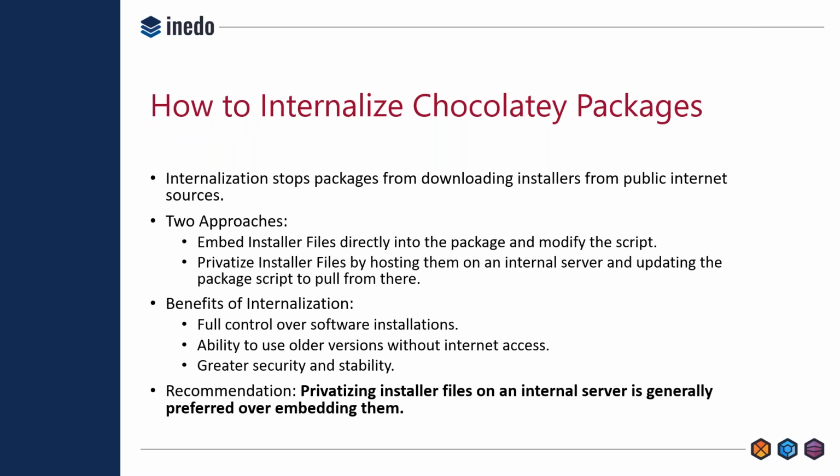To ensure reliability and security, internalizing Chocolatey packages means stopping them from reaching out to the public internet for installer files. You can do this in one of two ways: embedding the installer file directly in the package, or privatizing the installer by hosting it on an internal server. Embedding works, but it's often better to privatize and host the installer files internally. This way, the packages remain small and are less likely to encounter performance issues. Plus, if users want to use the installer files without Chocolatey, they can access them directly on your internal server. If both the package script and installer file aren't on your private server, they're not fully under your control. By internalizing, you gain more reliability, especially when you need older software versions or work in restricted environments where internet access isn't an option. So now we're going to show you this in action with a quick demo on internalizing a Chocolatey package and pointing to an internal server for secure, stable installations.